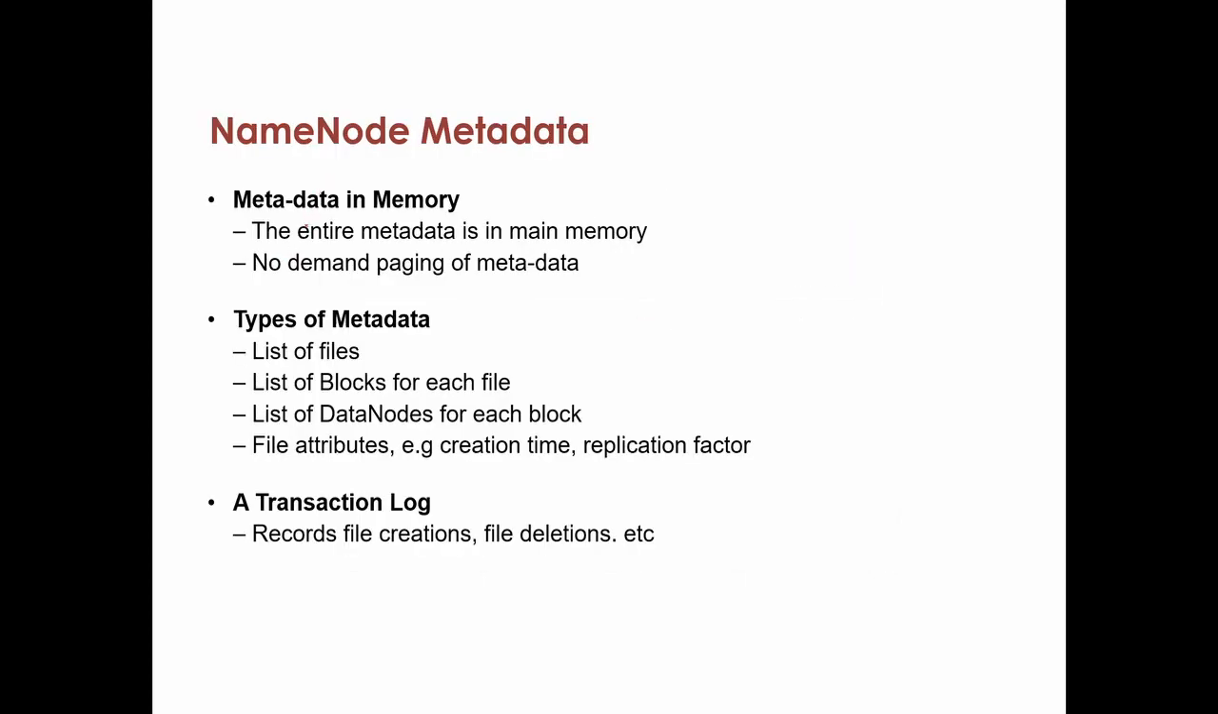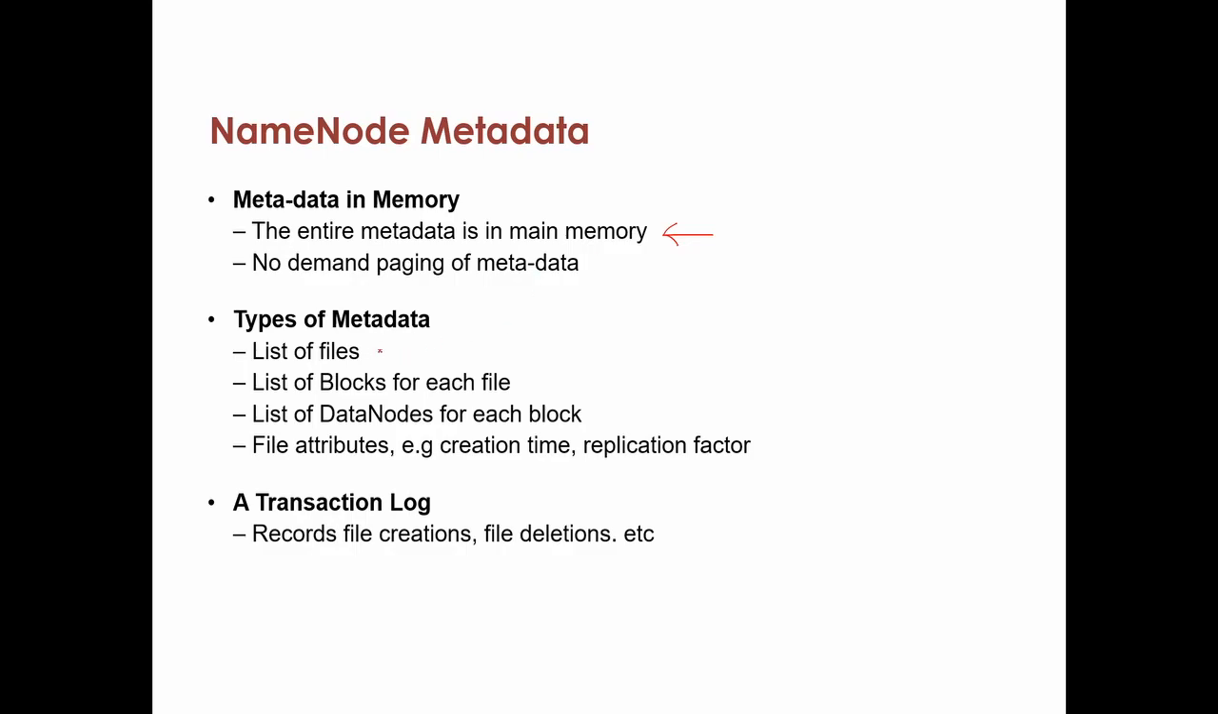Okay, so name node metadata. The name node stores the entire metadata for the entire file system. Now the entire metadata is stored in memory by the name node. So one must ensure that the server that runs the name node has very high memory, and this is very important for the performance of the system because the name node accesses the metadata a lot.